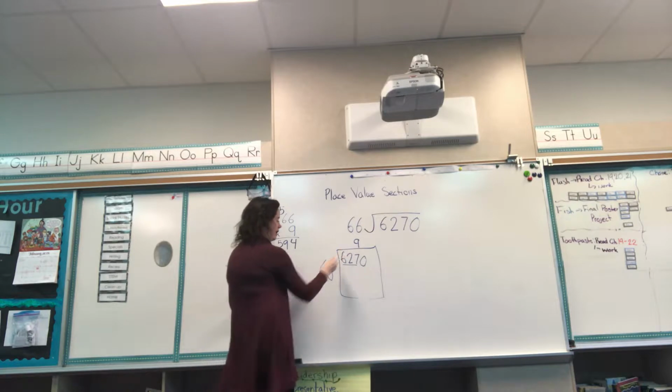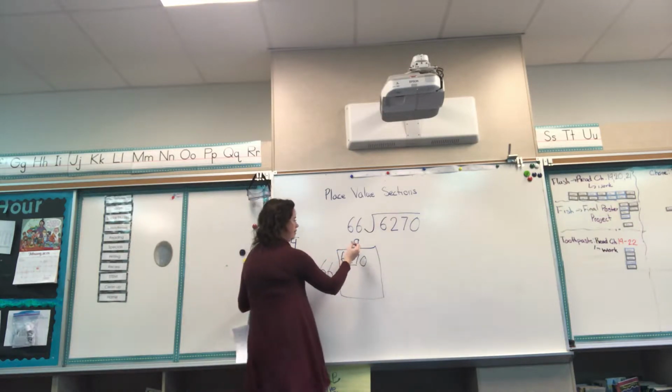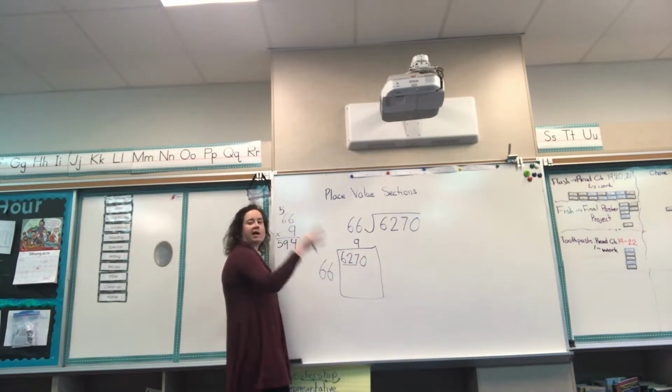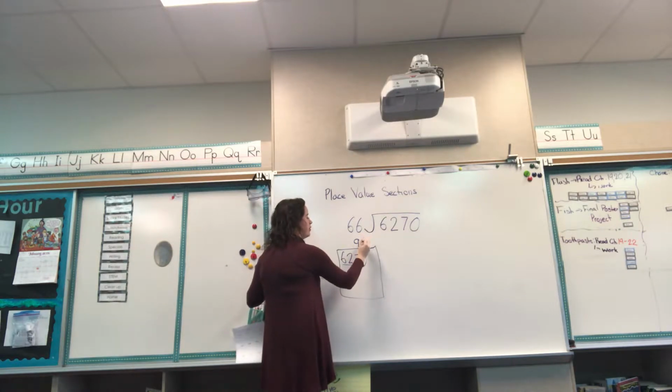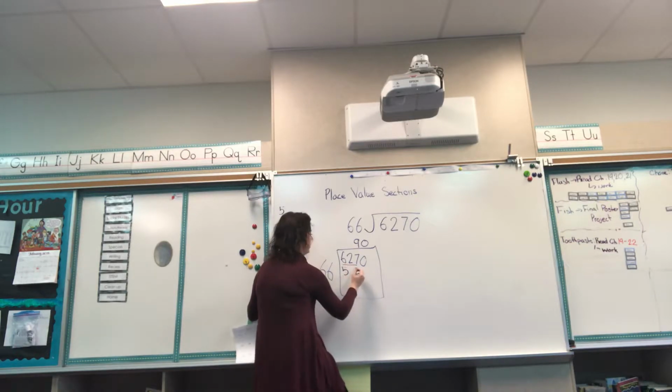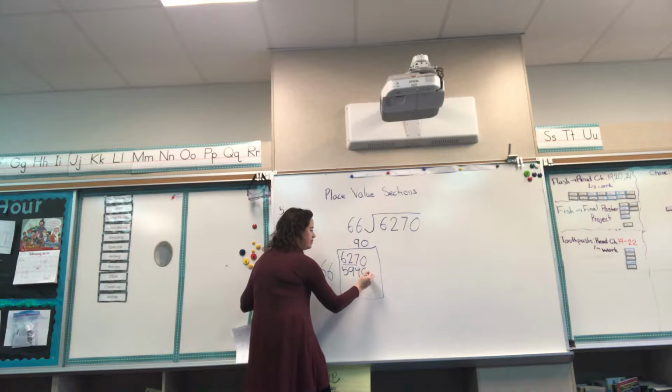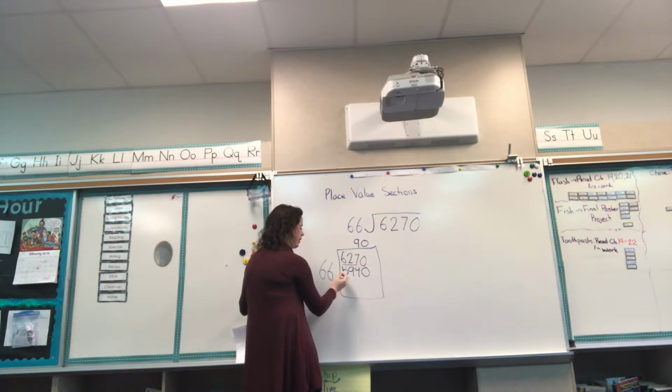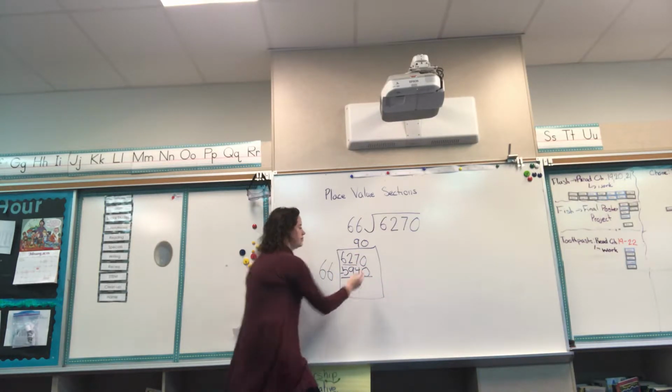So 9 times 66, so let me back up. I need to have a 0 here to hold my place value. So 9 times 66 is 594. And I know that with the 0, I need to make sure I have that place value down here. So I go ahead and subtract.